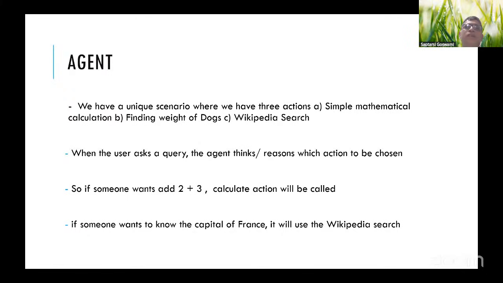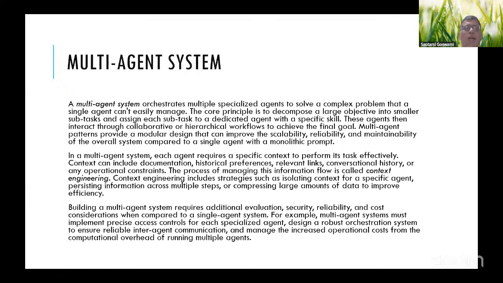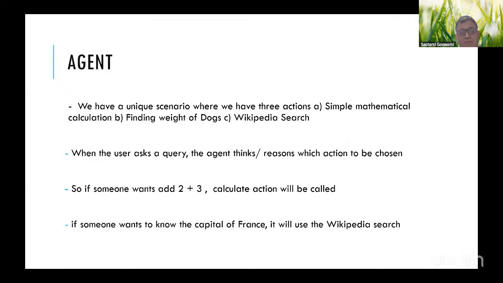So there were three actions available. There was a simple mathematical calculation. There was something called find weight of dogs, and then there was Wikipedia search. And it was said that when the user asks a query, the agent thinks which action to be chosen. So if someone wants to add 2 plus 3, it will use the calculate action, which is simple mathematical calculation. If someone wants to know the capital of France, it will use the Wikipedia search. And if you find out weight of some dog, then you will use the find weight of dogs.